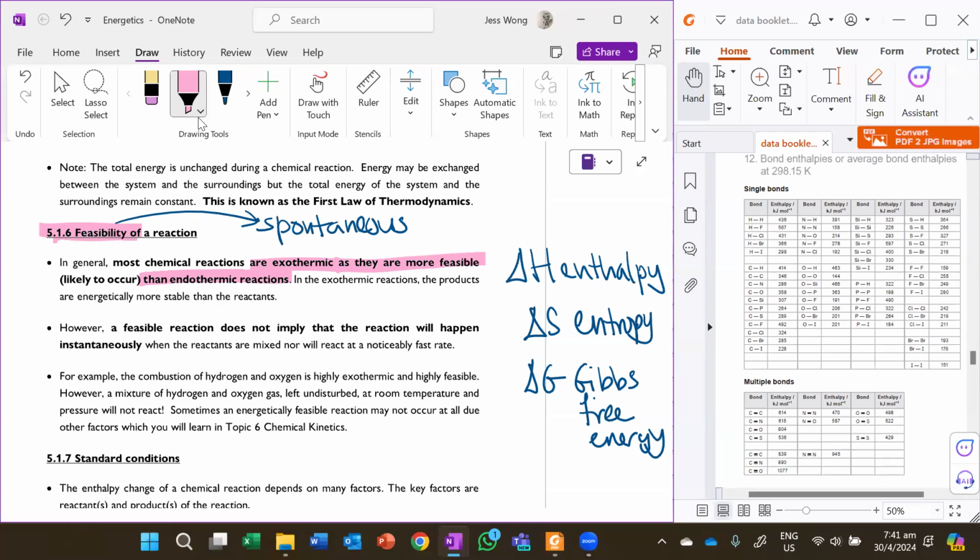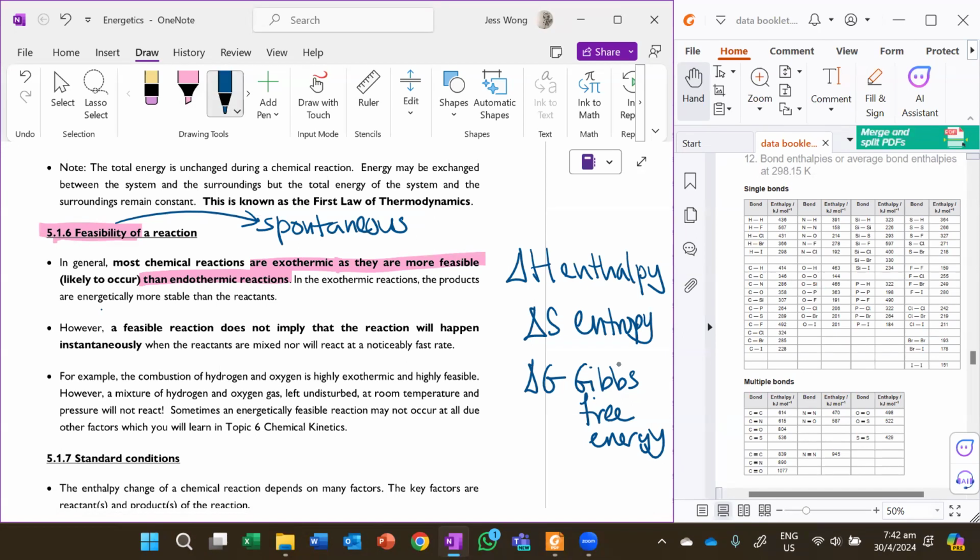Now, why are exothermic reactions generally more feasible? It is because if you look at an exothermic reaction, the products are energetically more stable than the reactants, and most chemical reactions proceed towards greater stability. So because of the greater stability, they are likely to be more feasible or spontaneous. Okay, but again, always refer back to delta G.